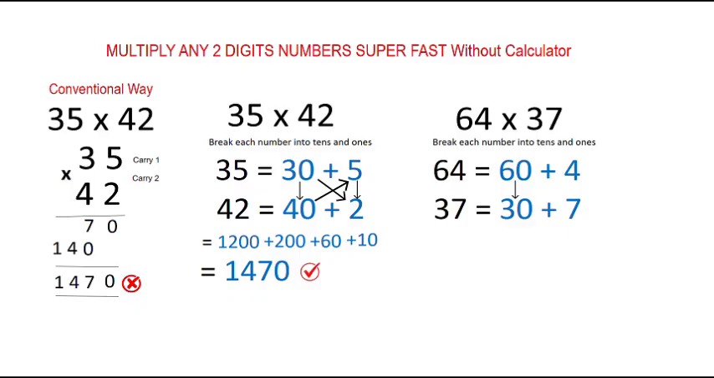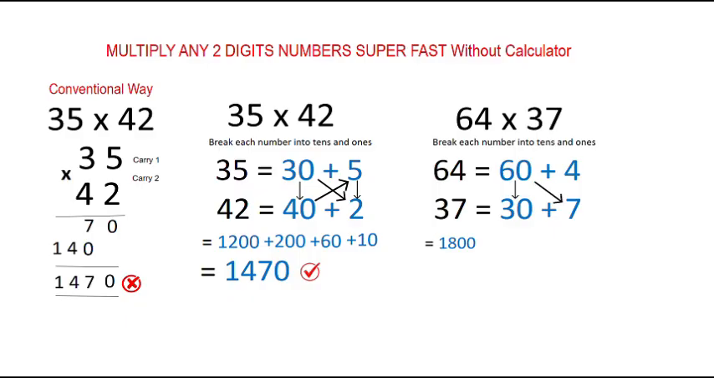60 times 30 is equal to 1800. Do you know how I got this 1800 very fast? You know 60 is equal to 6 times 10, and 30 is equal to 3 times 10. So first of all, you say 6 times 3, which is 18. Then the 10 on the 60 and the 10 on the 30, which is 10 times 10, is 100. So when you say 18 times 100, that gives you 1800. So 60 times 30 is equal to 1800.